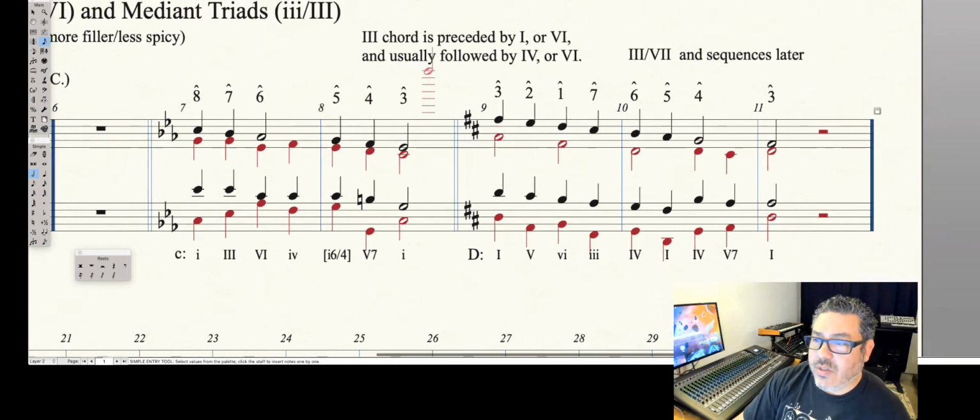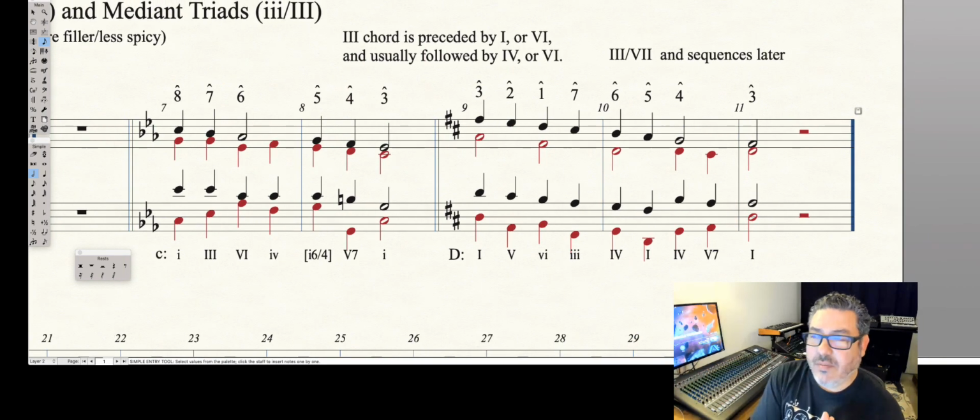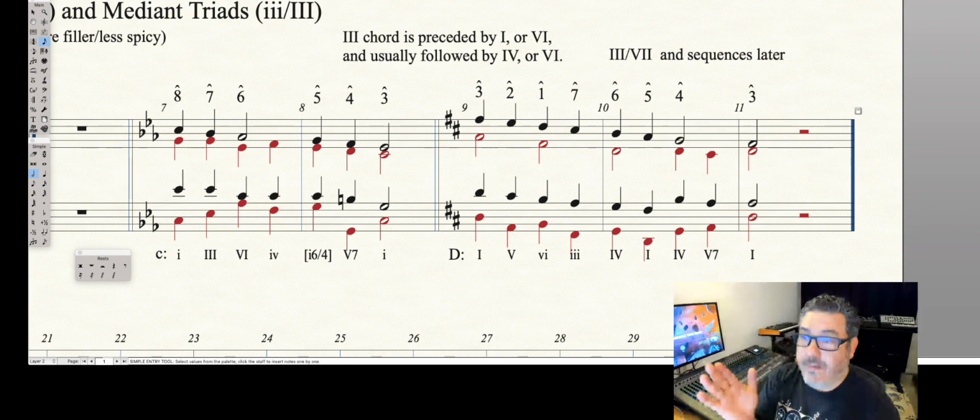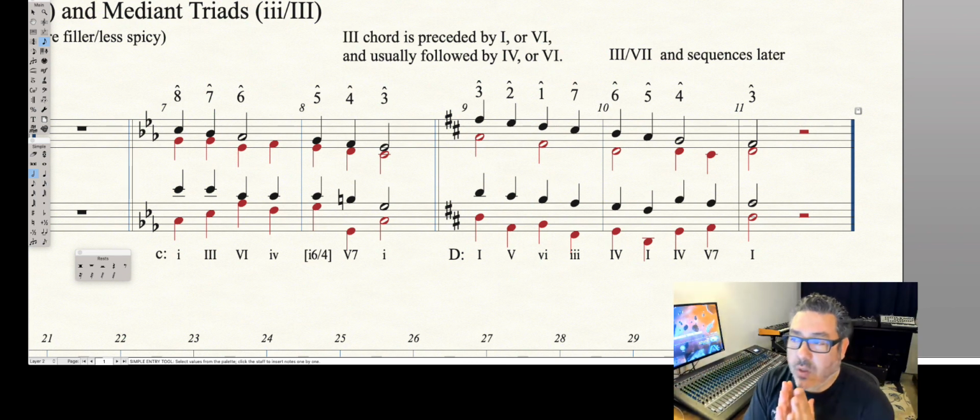So 3 chords, these are a little bit different. 3 chords fit really well into sequences, and a lot of times they go from 3 to 7. But we'll deal with this later. We haven't talked about 7 chords yet, and we haven't dealt with sequences yet. So that's going to come up in a later chapter. Okay, so 3 chords, they don't fit into the same function as the 1, 4, 5. They are kind of on their own.